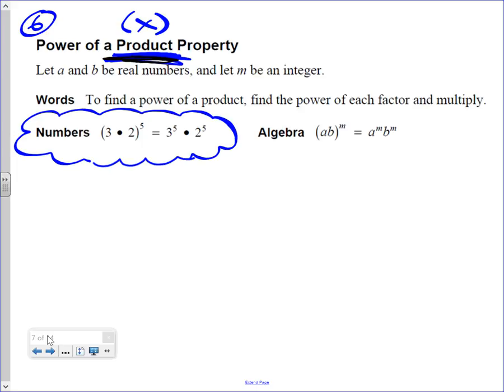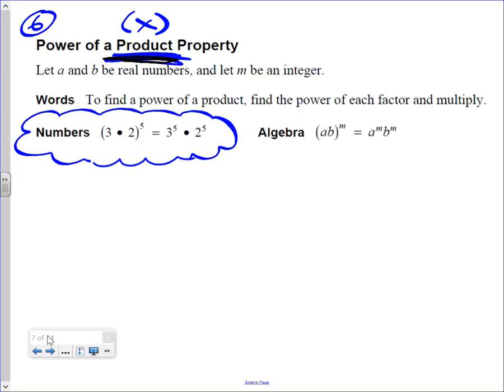A little word of warning. Caution, caution, caution. This has to do with multiplication only. So, if you have stuff being multiplied in parentheses, that's product. 3 times 2, that's a product. It's being raised to a power. This rule is saying, look, every item in the parentheses you can take to the 5th power. That's all you do.